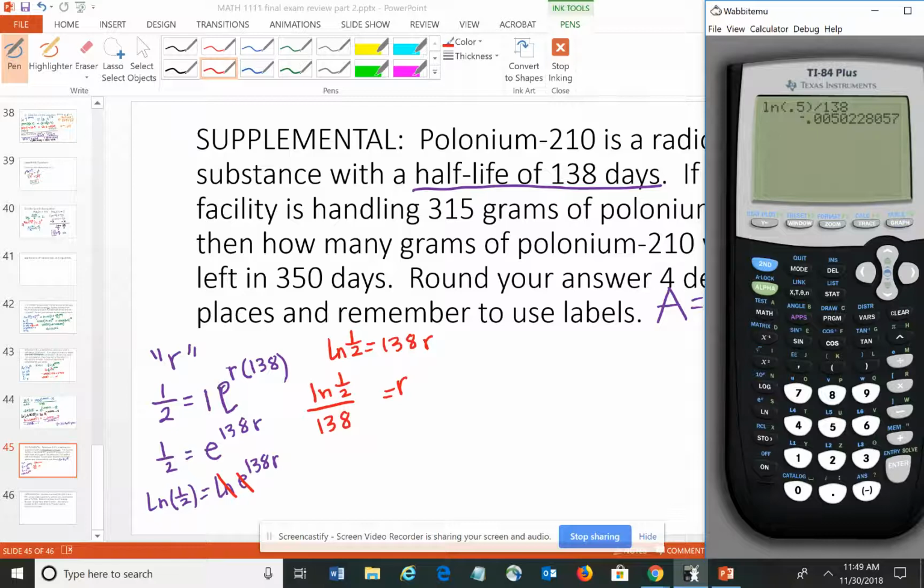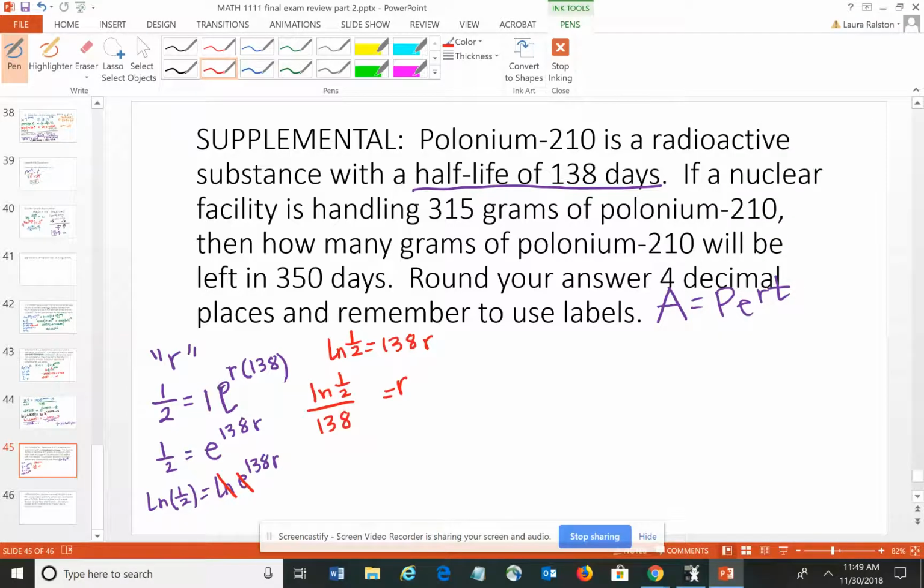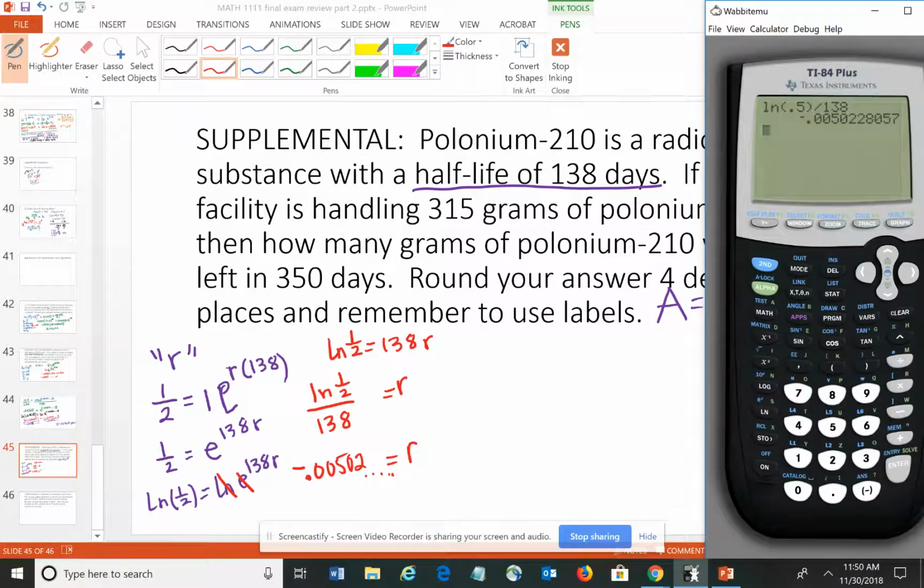0.00502. Okay, so we have that R is negative 0.00502. Okay, so I'm going to save that value in my calculator. Again, I'm going to tell it to store, which is right above the on button. And then I press the green alpha button and one of the letters. And I use A, which is the math button, directly under the green button. It just makes it easier.